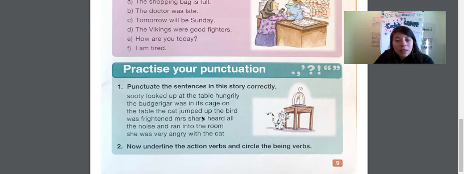Now, you have some sentences here, and they don't have any punctuation marks. There are no capital letters, no commas, no periods. So you have to copy this in your notebook and put the capital letters where they belong, the commas where they belong, and exclamation marks or question marks or periods. You're going to do this on your own. After you do that, you have to underline the action verbs and circle the being verbs. Now make sure you follow those instructions because we will be checking this activity tomorrow in our Zoom class.